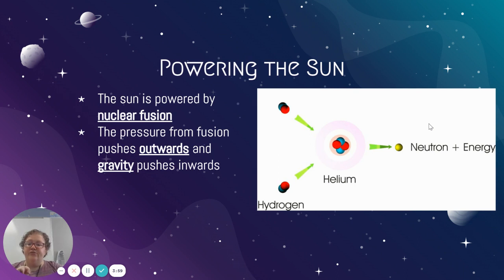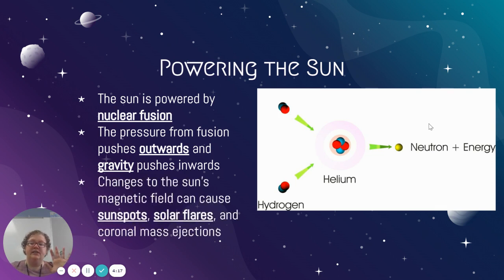So the pressure from fusion pushes outwards, and then gravity is pushing inward. So those 2 processes are what make the sun that actual round sphere shape. So outward pressure from fusion, gravity pushing inward, kind of keeps the sun all together.